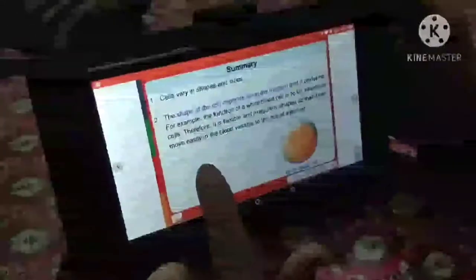Its functions are: nerve cells control and coordinate the functions of the different parts of the body by sending and receiving messages. Nerve cells are long and thin, which allows them to transmit signals to distant parts of the body. The branches help the cell to collect and transmit multiple signals. Here you can see the summary.